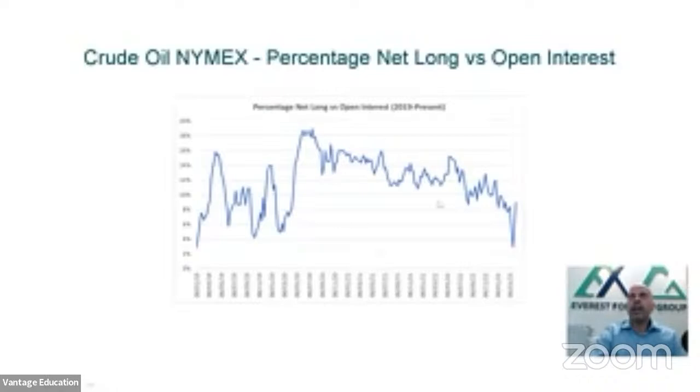Now, this last chart here for crude oil NYMEX is showing us the percentage of contracts that are net long versus the open interest, right? So as you can see, the net long percentage by money managers was very low, about 3%, and now it has actually risen pretty quickly to almost 9%. So although it is still a relatively low number, this sharp increase or reversal in positioning should indicate that money managers are anticipating oil prices to break higher.